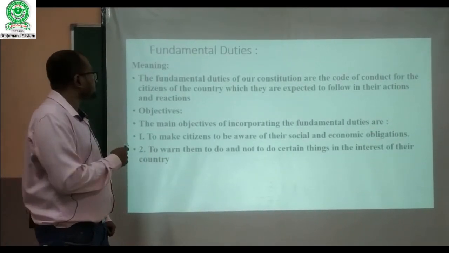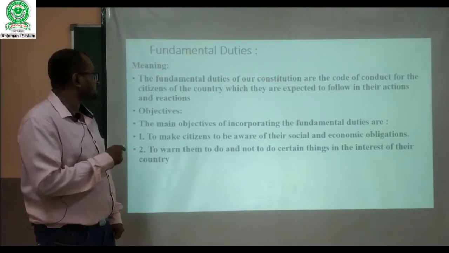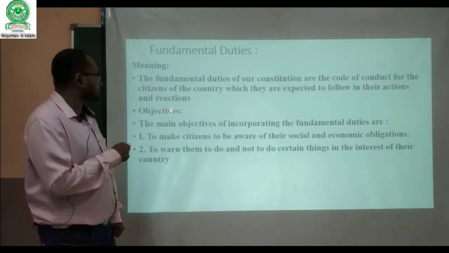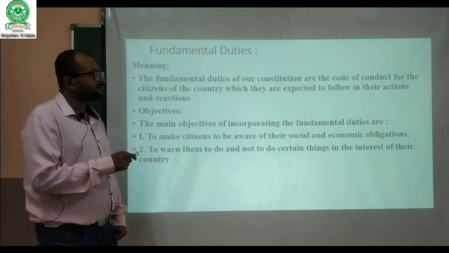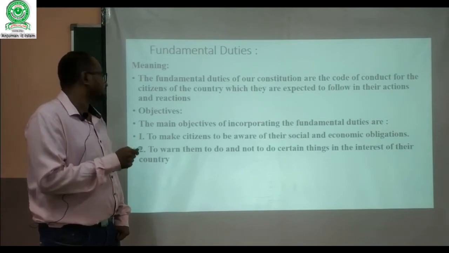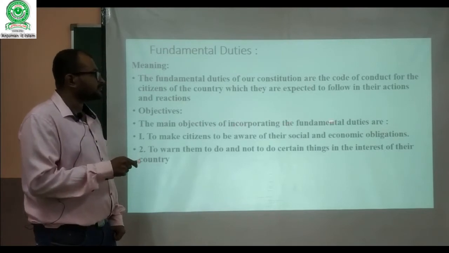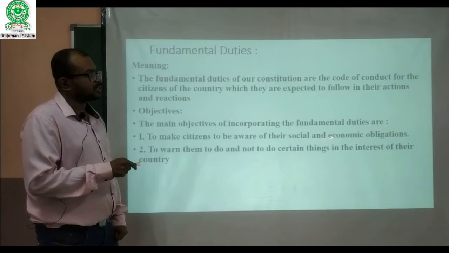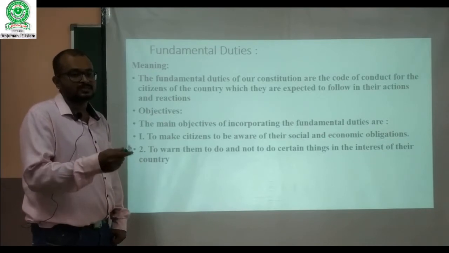Let's come to the meaning of it. The fundamental duties of our constitution are the code of conduct for the citizens of the country, which they are expected to follow in their actions and reactions. It means we have to follow some code of conduct or behavior in order to live in this society. Then let's come to the objectives. The main objectives in incorporating the fundamental duties are to make the citizens aware of their social and economic obligations, meaning social and economic responsibilities towards the country.